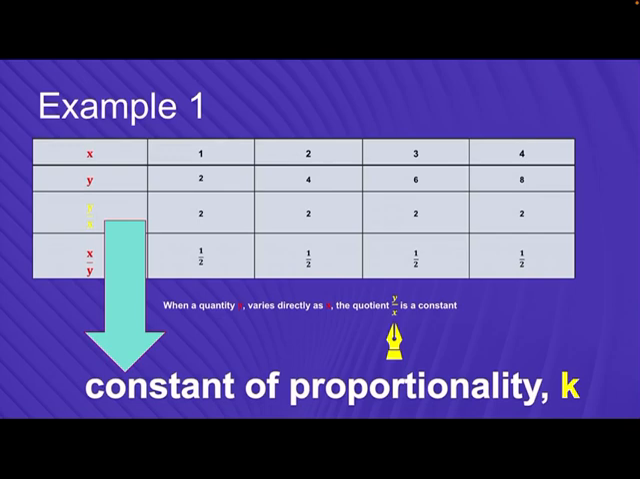The same goes when you divide x by y, you get a constant, but it is a bit different. It becomes 1 over 2. So which one do we need to use to get the equation? We call that constant y over x the constant of proportionality, with the symbol k.